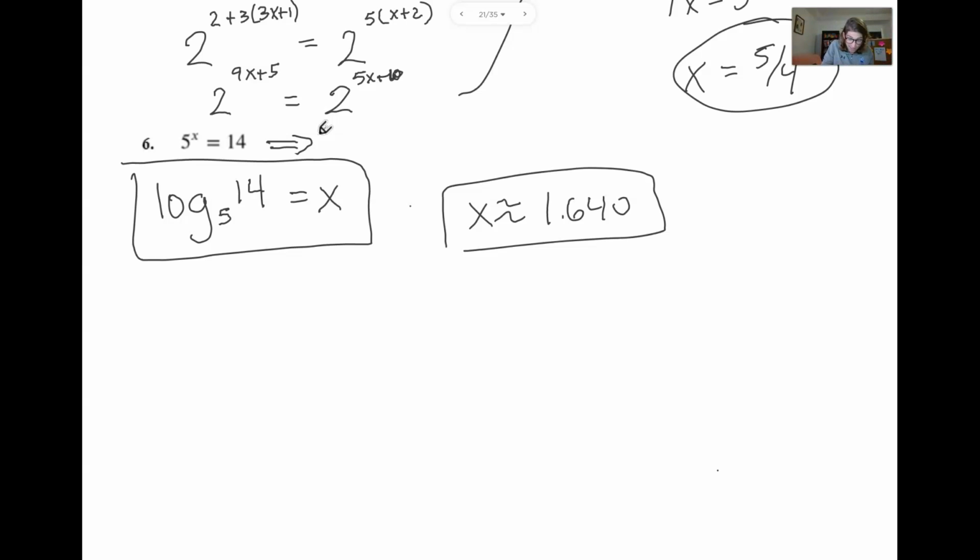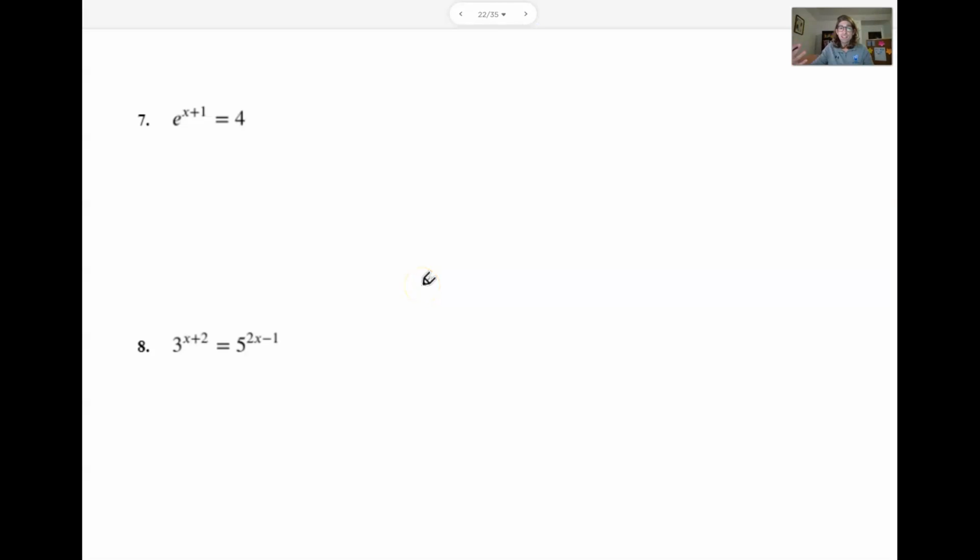So this is a number. I know it doesn't look like a number and it doesn't register to our brains that it's a number, but log base 5 of 14 is a number. This is the exact solution. This is the rounded solution. Log base 5 of 14 is about 1.64. So turning things into logarithms is going to help us solve equations.